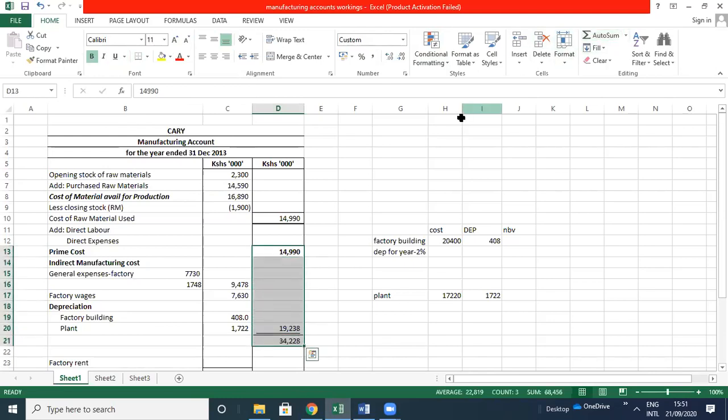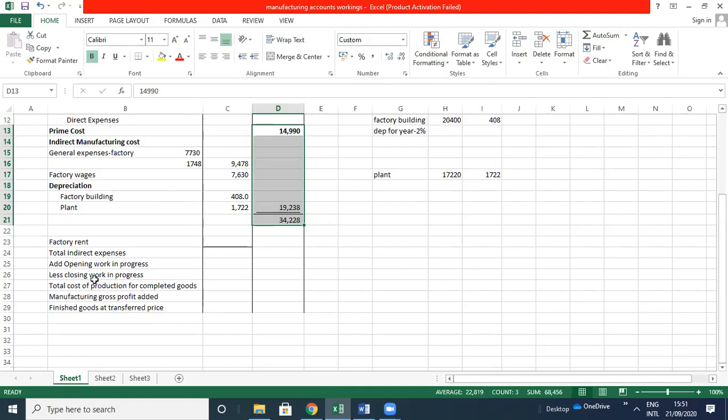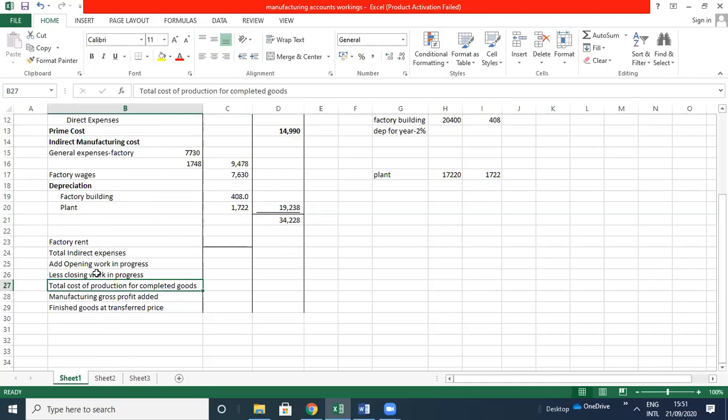When we add them, what do we get? 34 to 28 as the gross cost of production. Gross cost of production, or total cost of production. Factory gross cost. We call it gross cost of production. You can see the technicalities involved here, right?